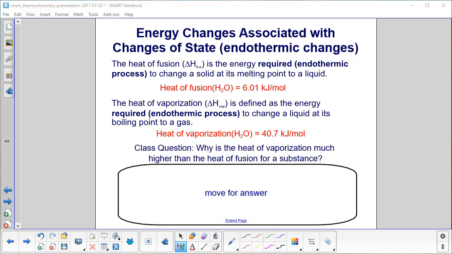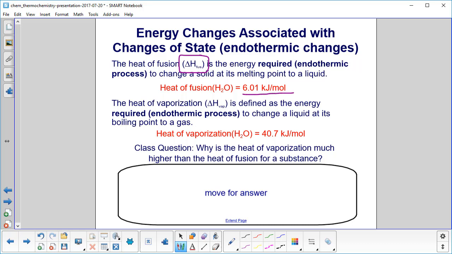The heat of fusion, which we showed on the previous pages, is actually listed as delta H fusion. It's the change in enthalpy during this process. It's the energy required, and it's endothermic, to change a solid at its melting point to a liquid, and it has a value. The heat of fusion for water is 6.01 kilojoules per mole.